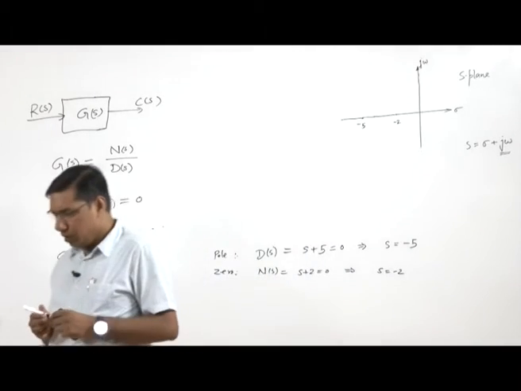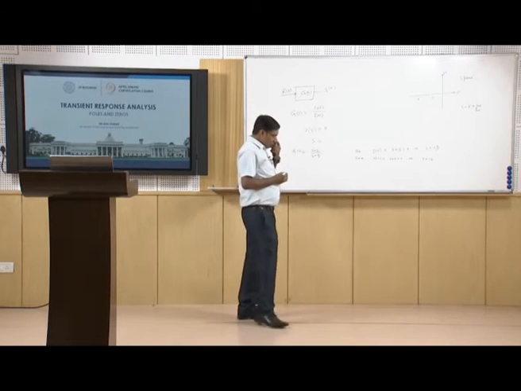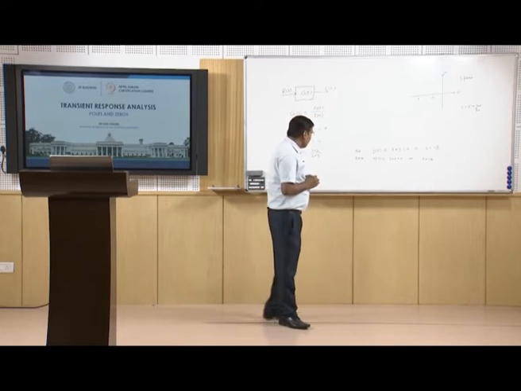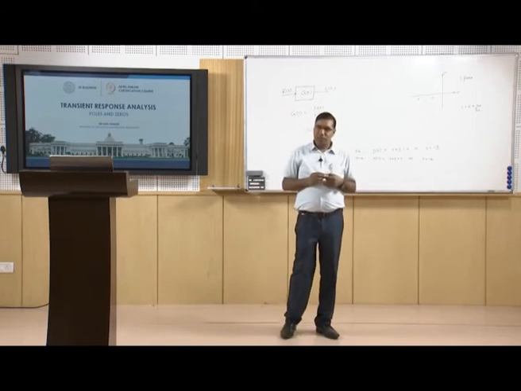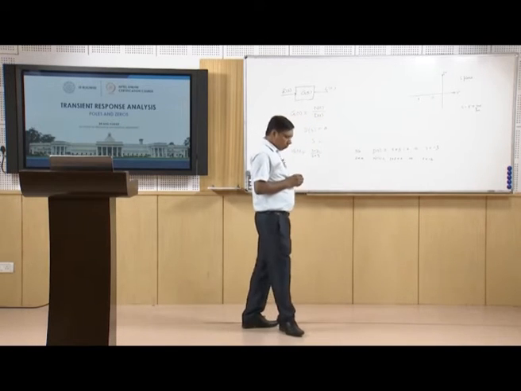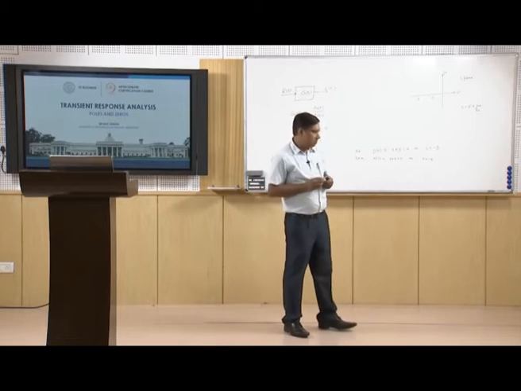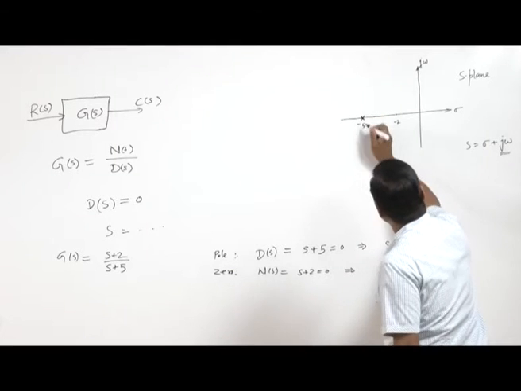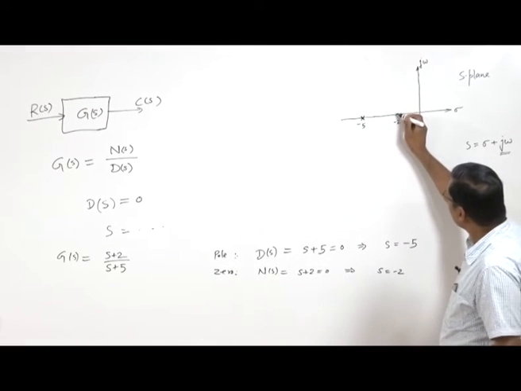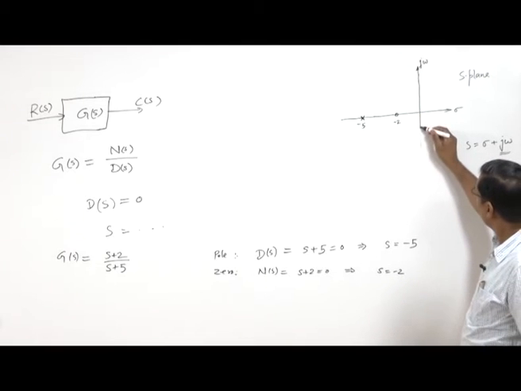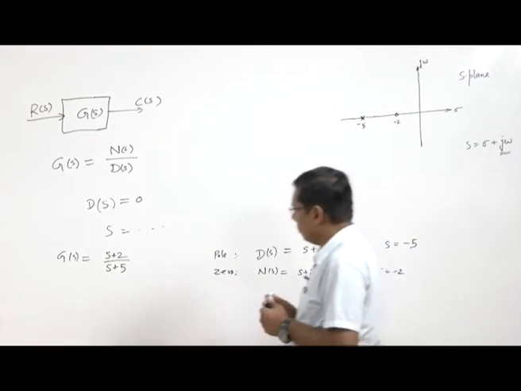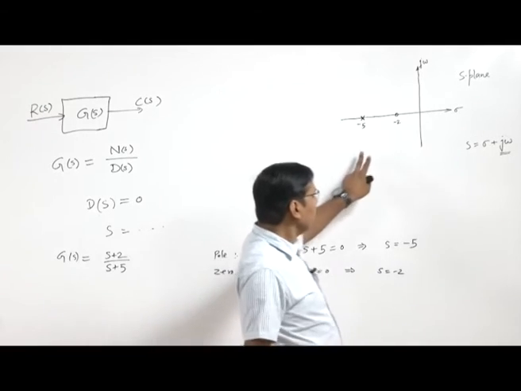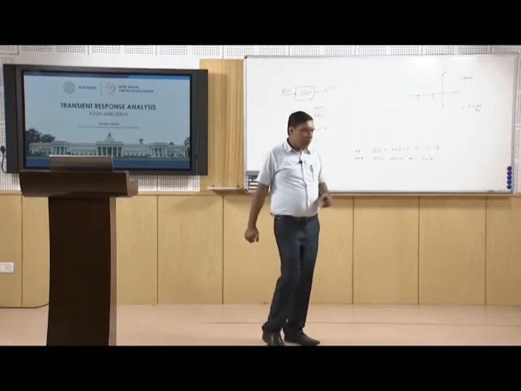Now there is a different representation for poles and zeros. A zero is represented as a small circle, and a pole is represented as a cross. So here we show the pole s equal to minus 5 as a cross, and the zero as a small circle. So we have shown the poles and zeros of a system on the s plane.